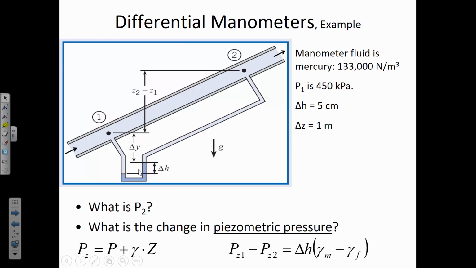Delta H is 5 centimeters. Delta Z, the difference in the elevations between 1 and 2, is a meter. And let's see, delta Y. I don't remember. In this case, the thing about delta Y is that it cancels out, so it doesn't even have to be specified. So what we're going to do is, let me begin by writing it on the board, and then I'll let you take it from there.